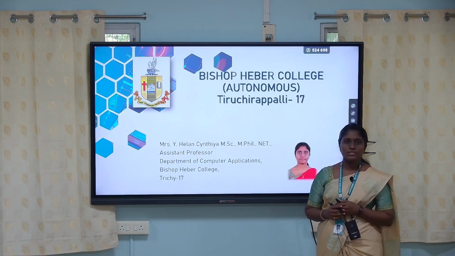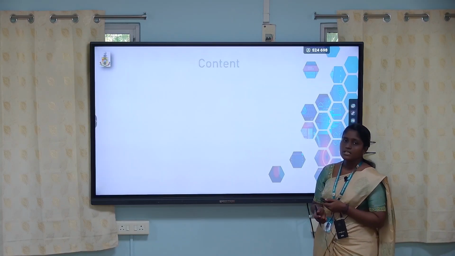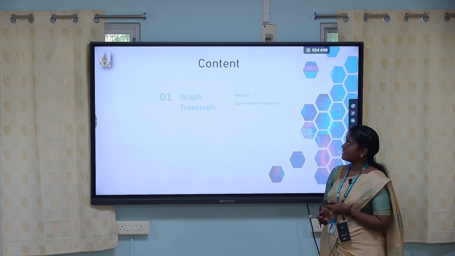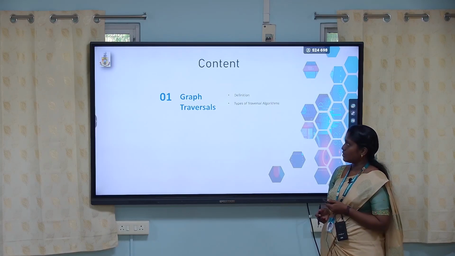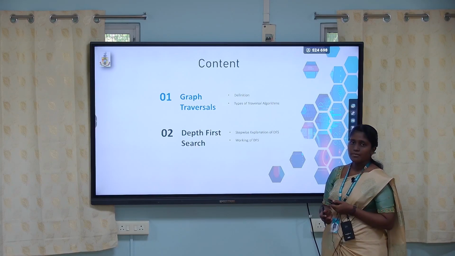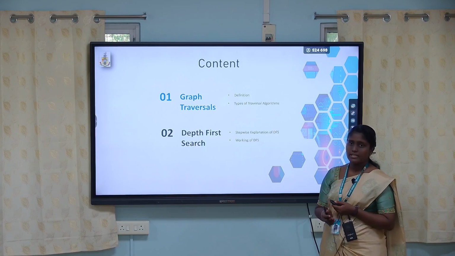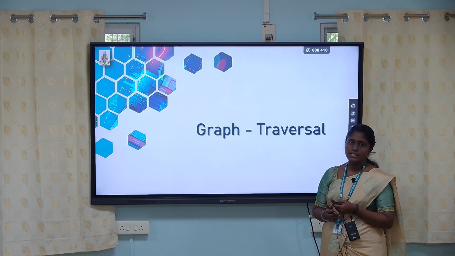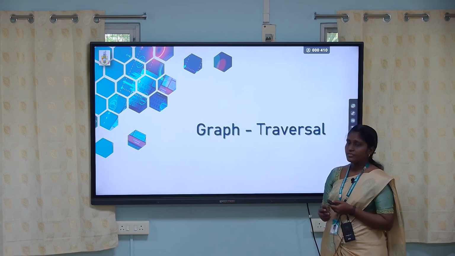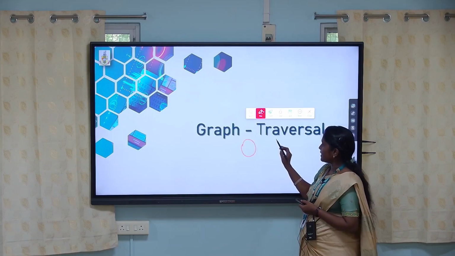So today I am going to deliver the topic graph traversals. The content for today's topic is graph traversals, its definitions and the types of traversal algorithms. Particularly, today I am going to teach only the depth first search algorithm, its stepwise explanation and the working of DFS.